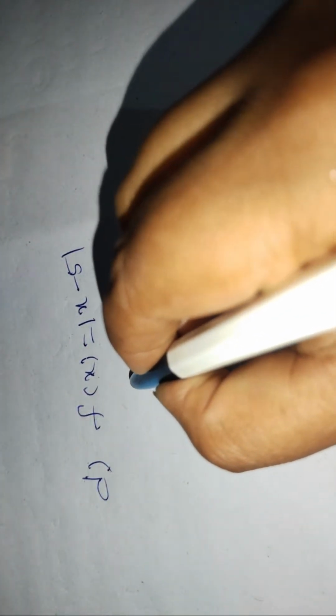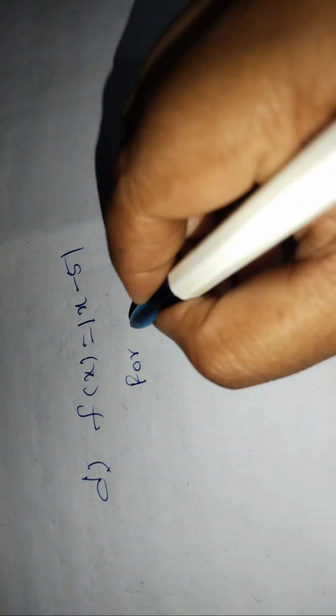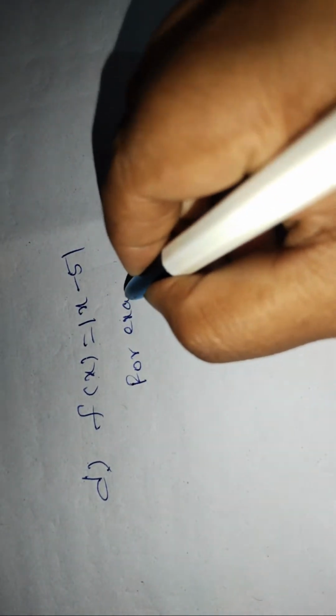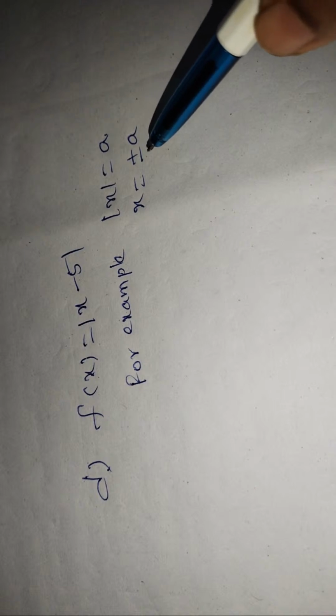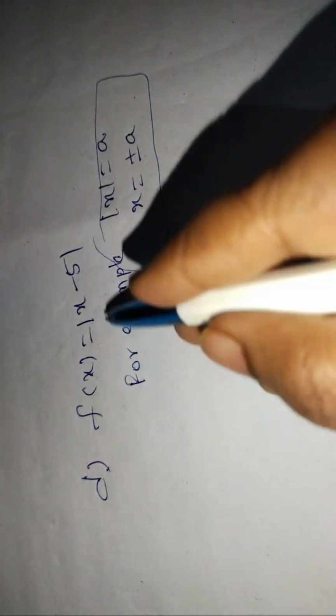We know the mod. What is the meaning of mod? For example, I'm taking mod x is equal to a. Then I want to remove this mod. X is equal to plus or minus a. So we'll get plus when it is more than or equal to 0. We will get minus when it is less than 0. So by using this, we will solve this mod x minus 5.